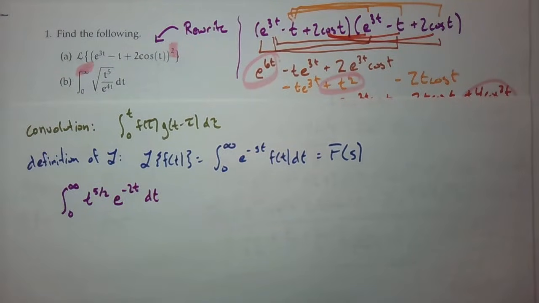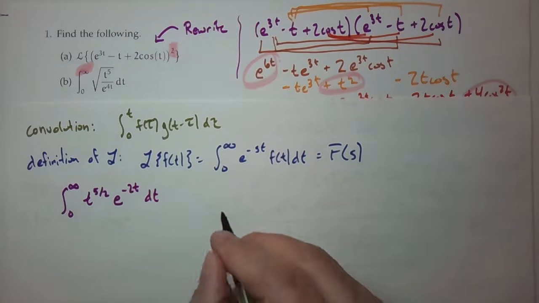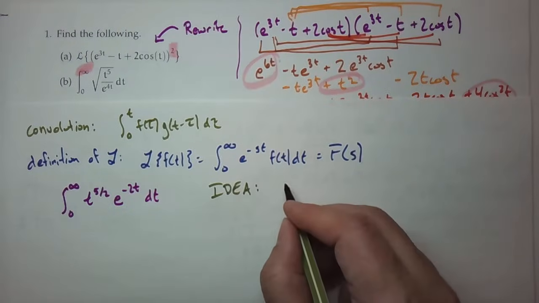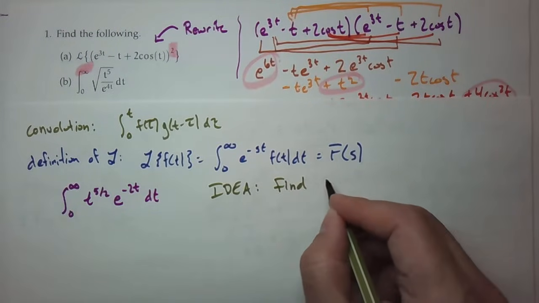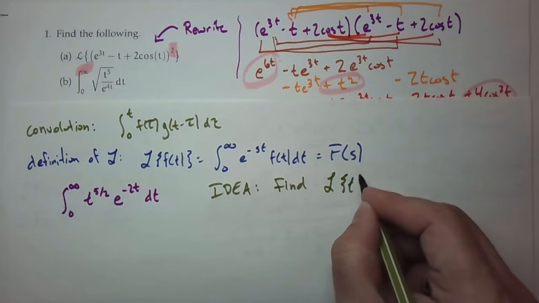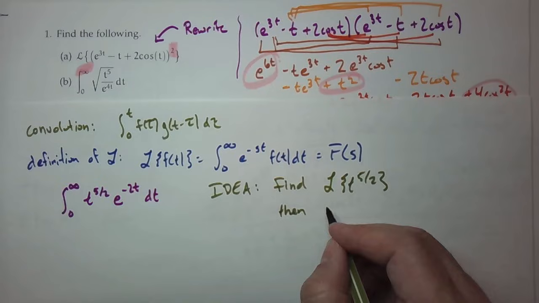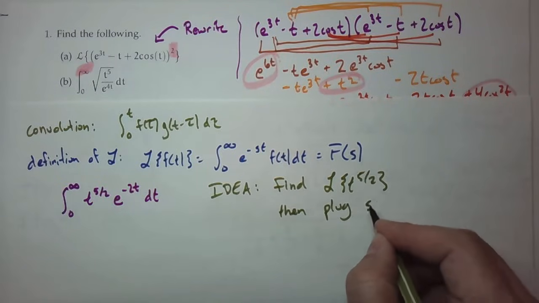So our great aha says, hey, this is like the definition of the Laplace, but at a very specific value. And so in particular, we have our idea. We're going to find the Laplace transform of t to the 5 halves. Then we're going to plug in s equals 2.